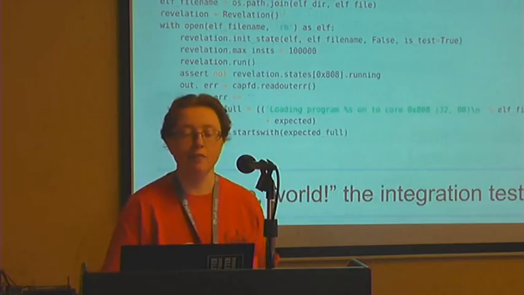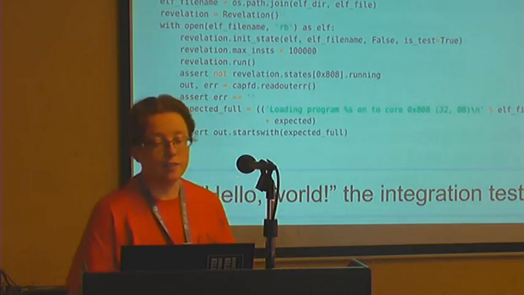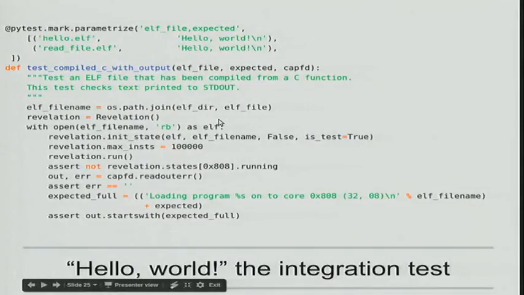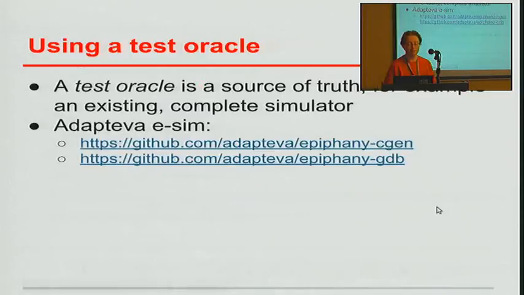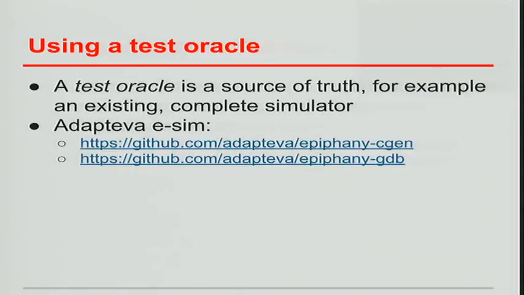So a simple hello world like that, we test with py.test again, and what this does is the same sort of thing. It loads the ELF file, it runs the simulator, and it checks, in this case, that the output that it saw on standard out was hello world. Great. So that helps a lot. I've caught a lot more bugs that way.